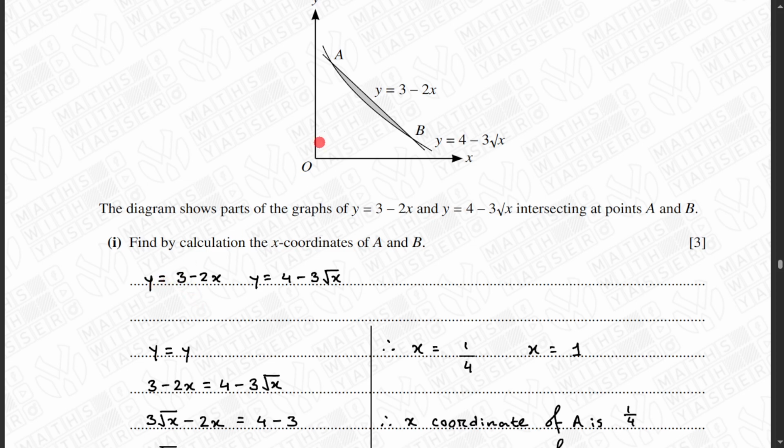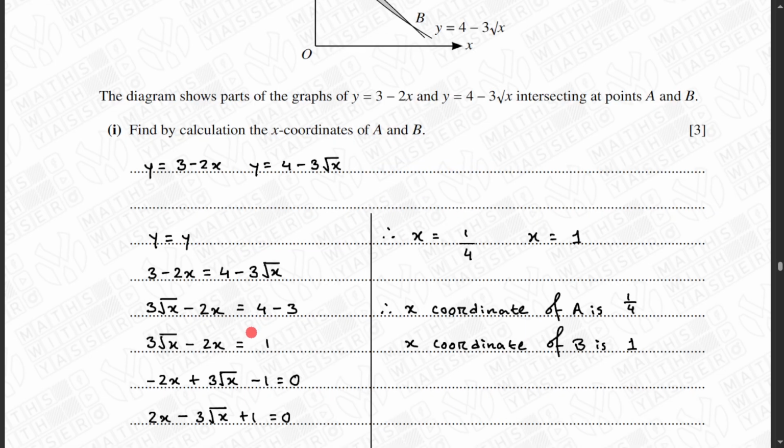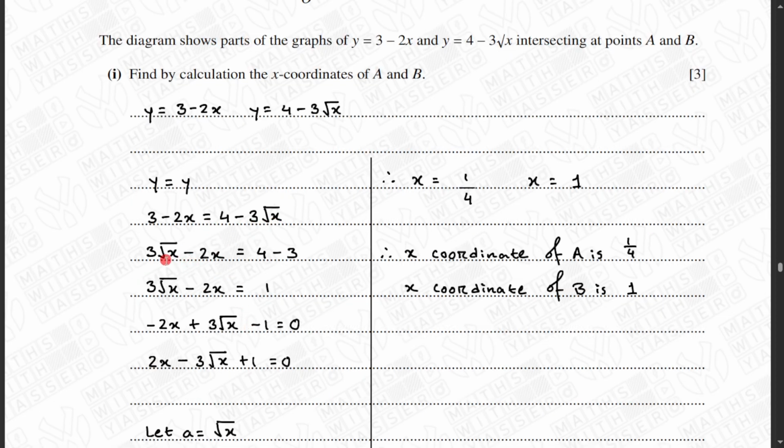So these are the two equations. That means when they're intersecting, they both share the same coordinates. So we can say y is equal to y. That means 3 minus 2x is equal to 4 minus 3 root x. Simplifying this further, we can say 3 root x minus 2x is equal to 4 minus 3, and that will give us 3 root x minus 2x is equal to 1. Or we can say minus 2x plus 3 root x minus 1 is equal to 0. By multiplying with negative 1 on both sides of the equation, we can say 2x minus 3 root x plus 1 is equal to 0.